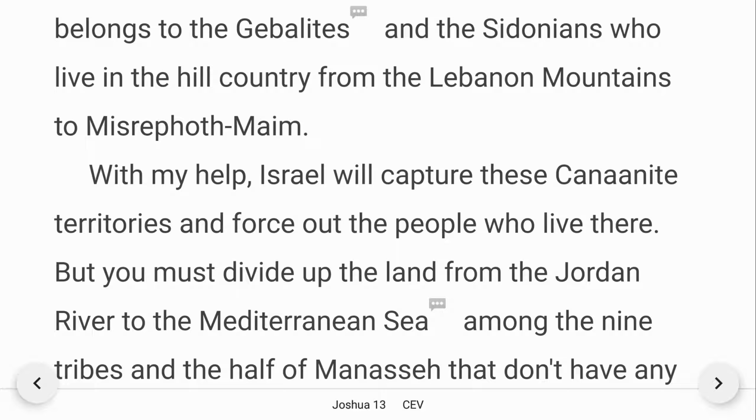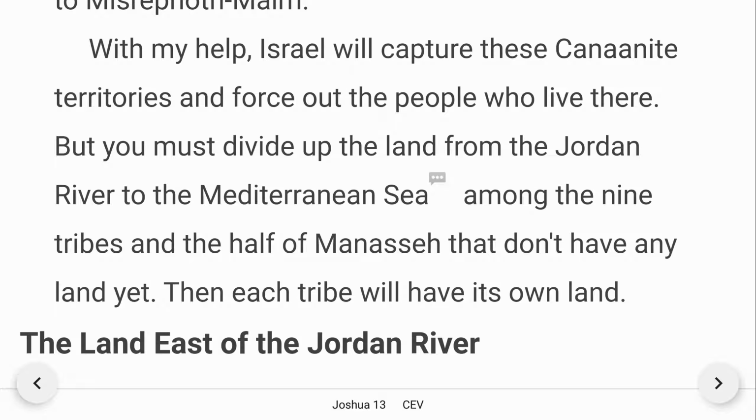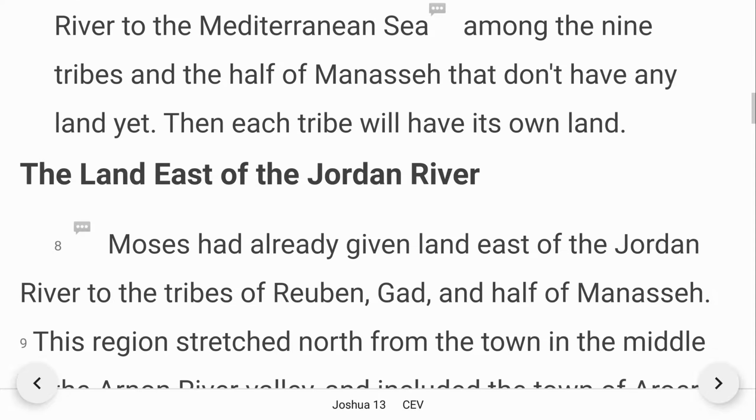But you must divide up the land from the Jordan River to the Mediterranean Sea among the 9 tribes and the half of Manasseh that don't have any land yet. Then each tribe will have its own land, like the land east of the Jordan River."